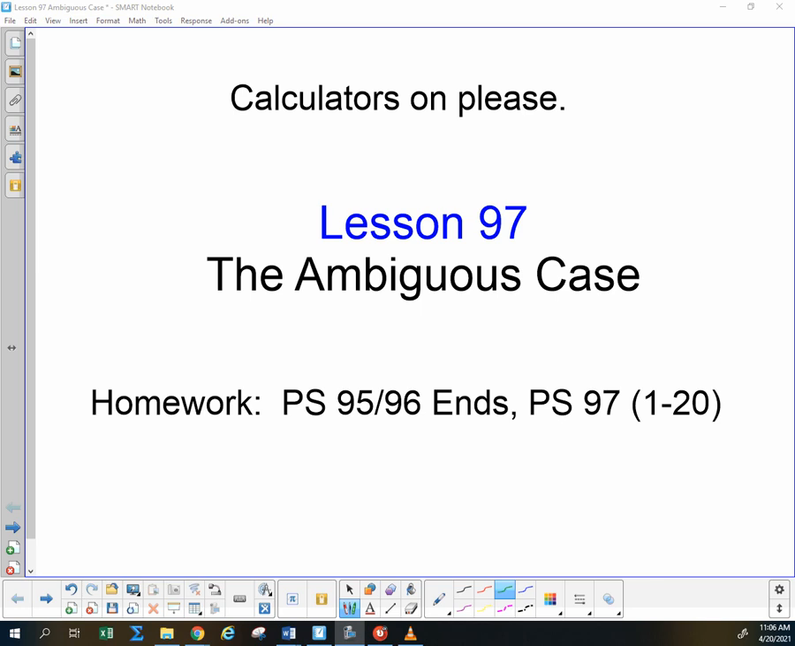In lesson 97, you see up on the board, we are talking about the ambiguous case. Does anybody know that vocabulary word? Just what does the English word ambiguous mean? Julian? It's vague. We're not sure if it's this or if it's that.